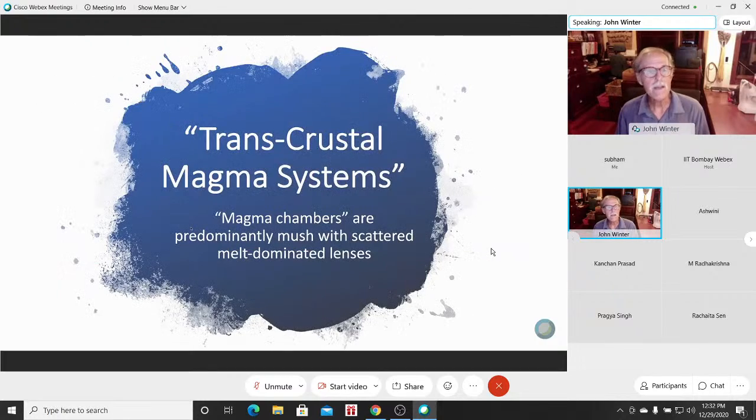So far, my talk has been kind of vanilla, but I was advised to put something a little more dramatic for this transition into a new way of looking at magmas. So here's a big splotch for you. Transcrustal magma systems is one of the terms applied to these. Magma chamber is an evolving term now. What we used to mean as magma chambers in the classical sense are rare. What we can now consider magma chambers to be are these mush-dominated ones with scattered melt-dominated lenses within them.